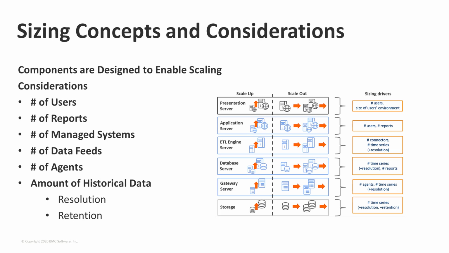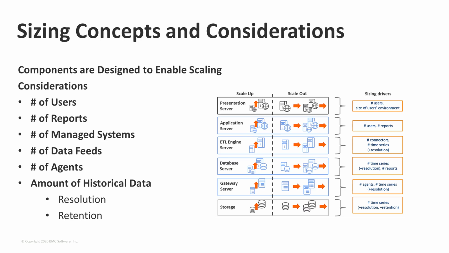Components of TSCO are designed to enable scaling based on considerations to be taken. The presentation server scales based on the number of users that will be connecting to the user interface. The application server component scales on the number of users using the console, as well as the number of reports generated.